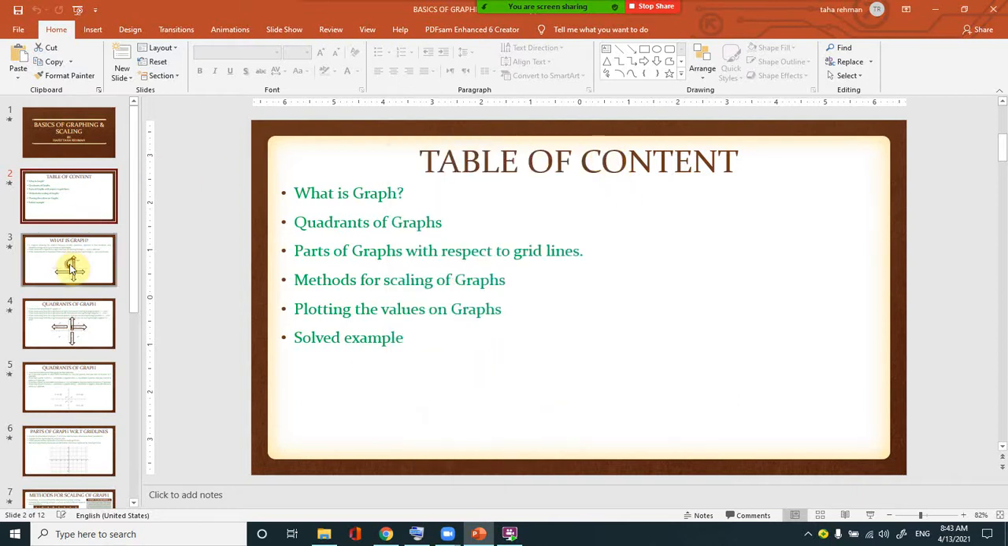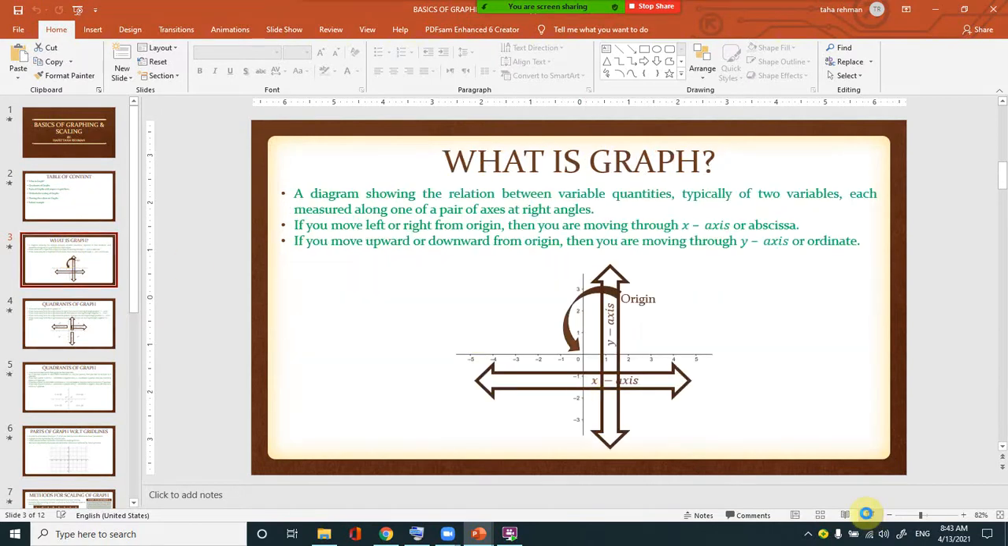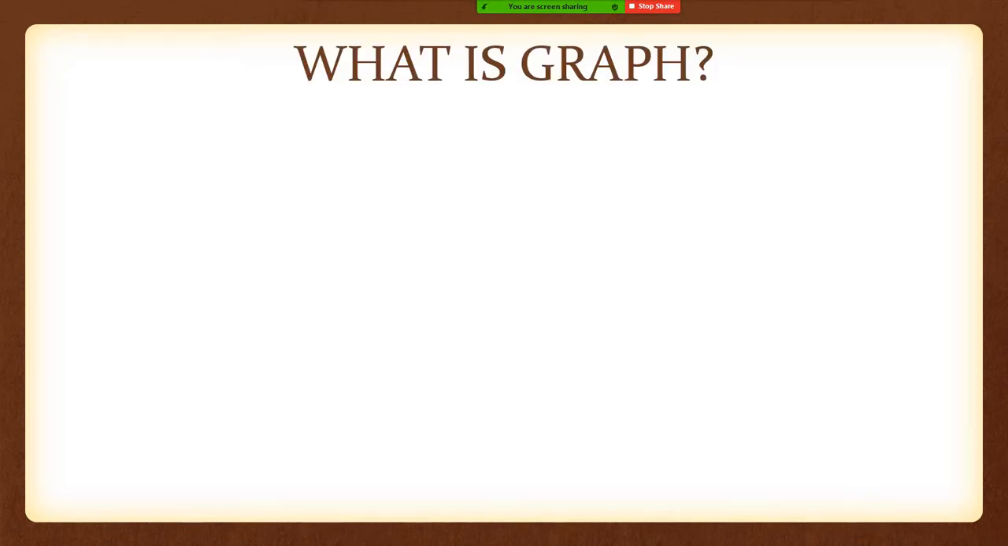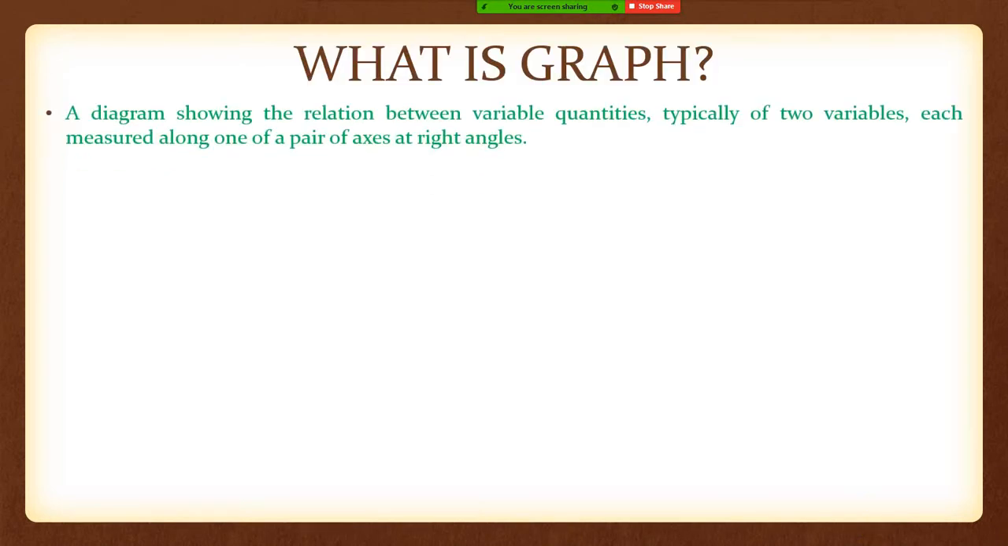Okay, guys. Starting from what is graph? A diagram showing the relation between variable quantities, typically of two variables, each measured along one of a pair of axes at right angle.